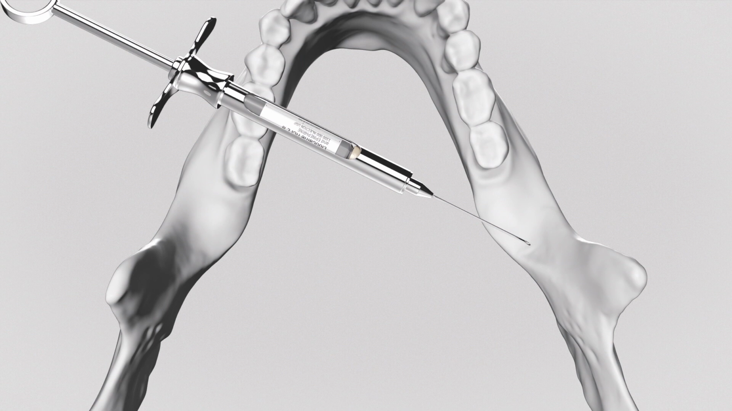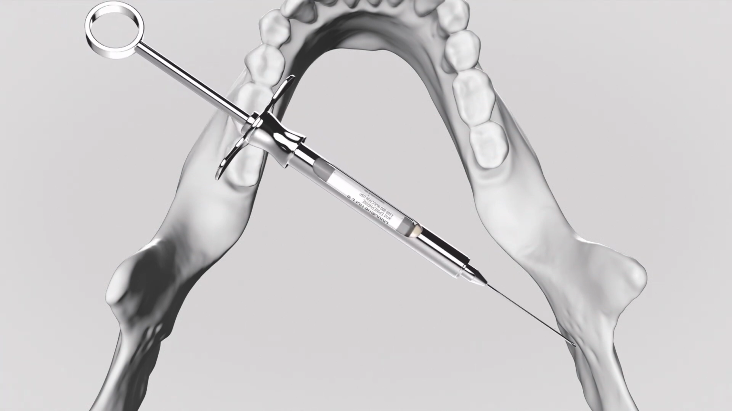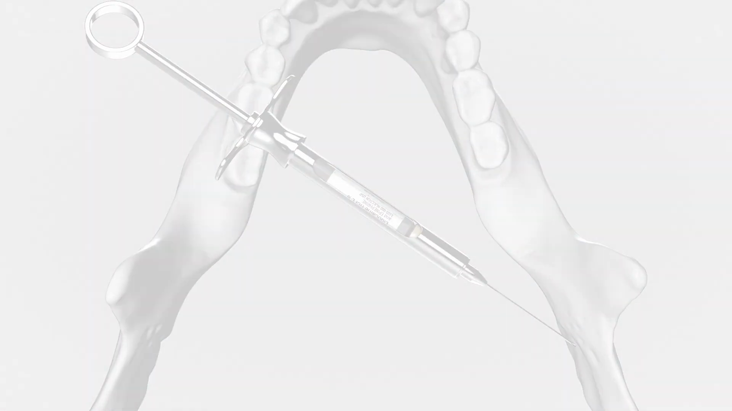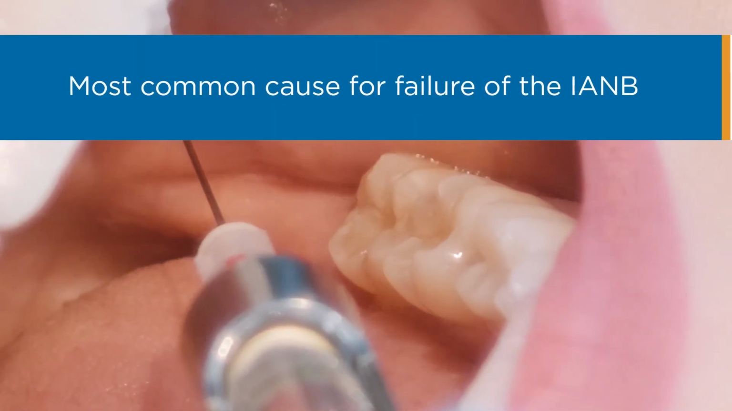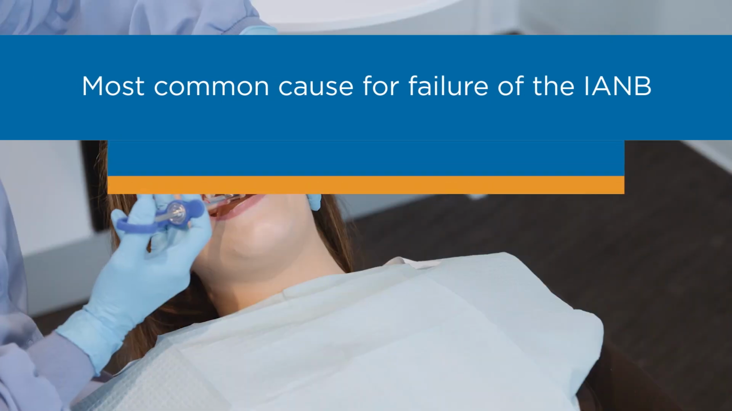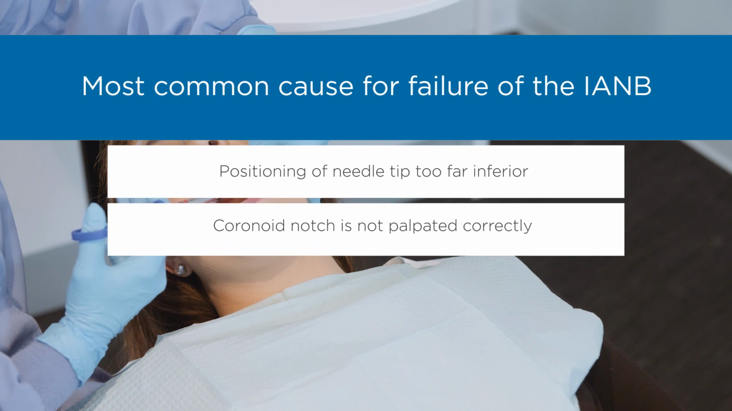Then, when bone is contacted, gentle repositioning of the syringe and probing with the needle until it is felt to drop into the mandibular sulcus can be performed. Perhaps the most common cause for failure of the standard inferior alveolar nerve block is positioning the needle tip too far inferiorly. This can happen if the coronoid notch is not palpated correctly.